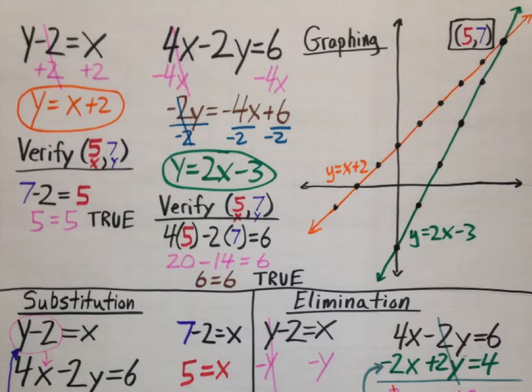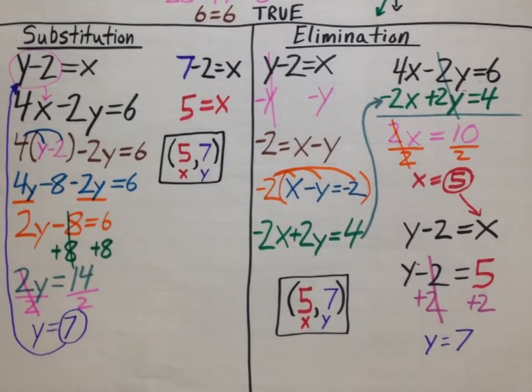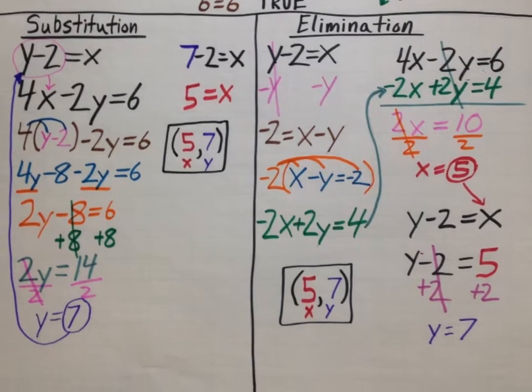Now there are other ways, and we're going to show the other two next. Graphing is just one way, and it's actually the most inaccurate way, but it is a way to do it, and you may do it that way. So we're going to do substitution next.